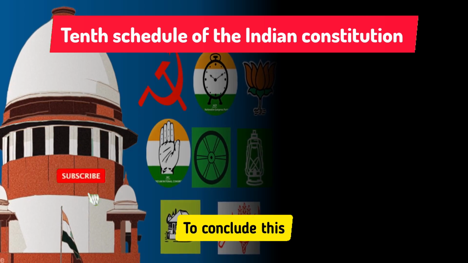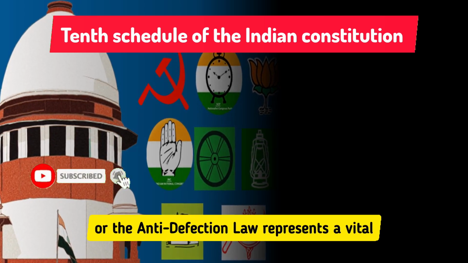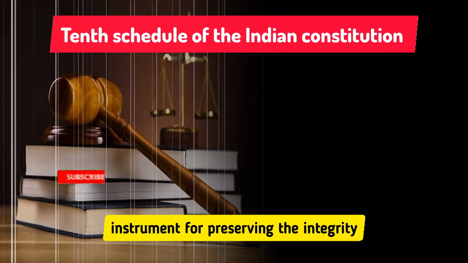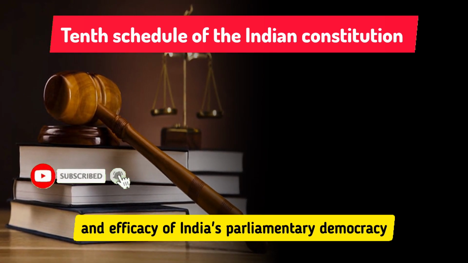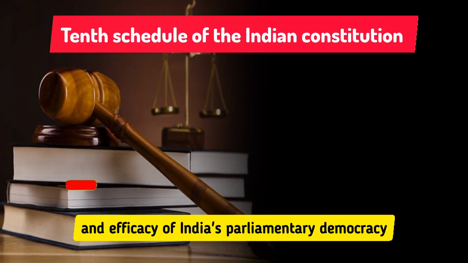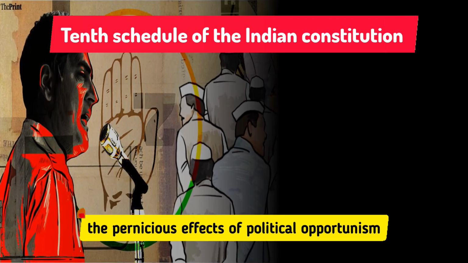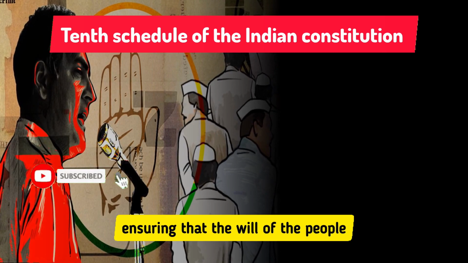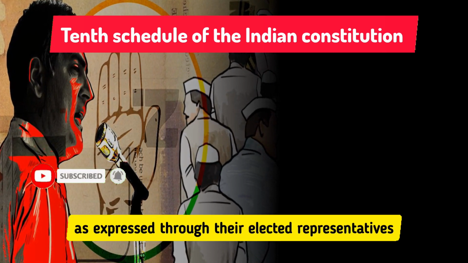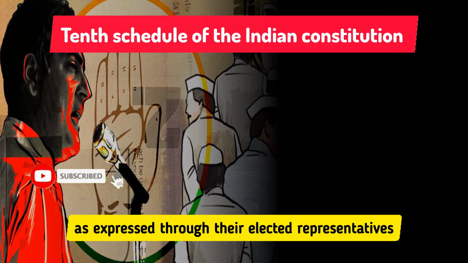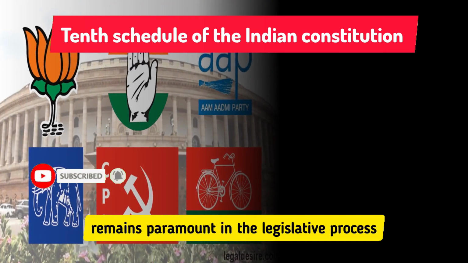To conclude, the 10th schedule or the anti-defection law represents a vital instrument for preserving the integrity and efficacy of India's parliamentary democracy. Its provisions serve as a bulwark against the pernicious effects of political opportunism, ensuring that the will of the people, as expressed through their elected representatives, remains paramount in the legislative process.